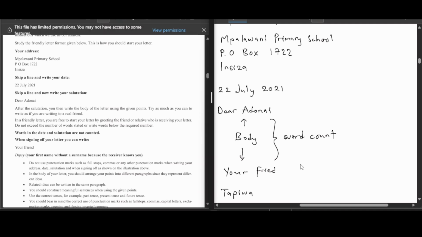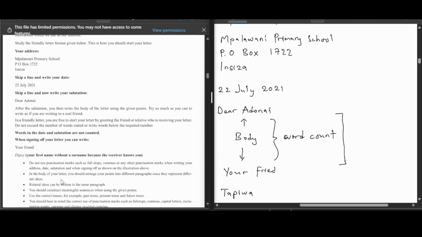Do not use punctuation marks such as full stops, commas, or any other punctuation marks when writing your address. We have said this, date, salutation, and when signing off as shown on the illustration below. So punctuation should only be for the body. No commas, no full stops in your address, the date, the salutation, and the closing remarks.